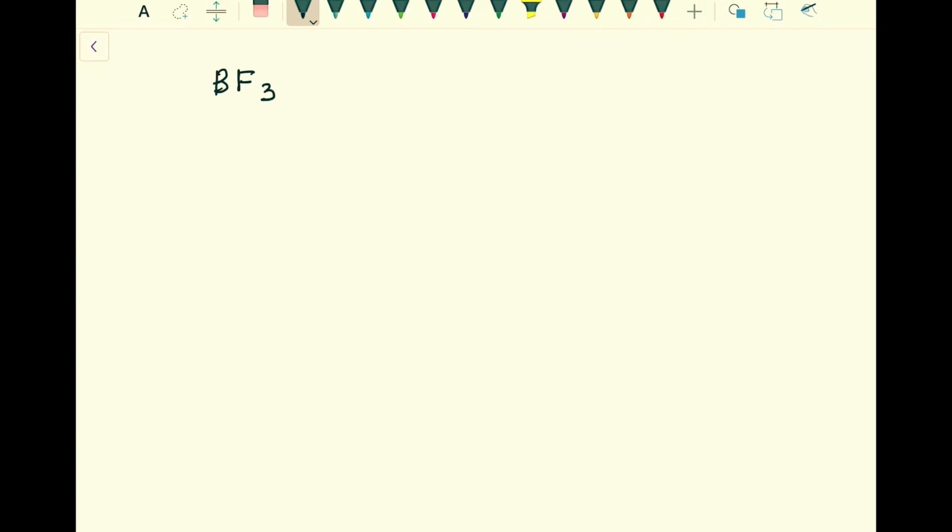So here we are going to discuss how to describe the orbital overlapping for sp2. This is one of the example molecules with sp2, which is BF3, boron trifluoride. So first step, you have to draw a Lewis structure: boron and 3 fluorine.